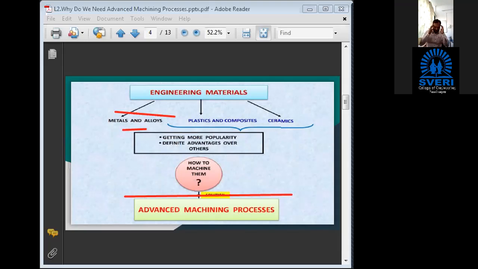So the researchers started thinking and they decided to evolve new types of processes where the workpiece hardness should not be a barrier for the work material. And they got the solution, that is, the advanced machining process. So this is the first reason why we need to study advanced machining.